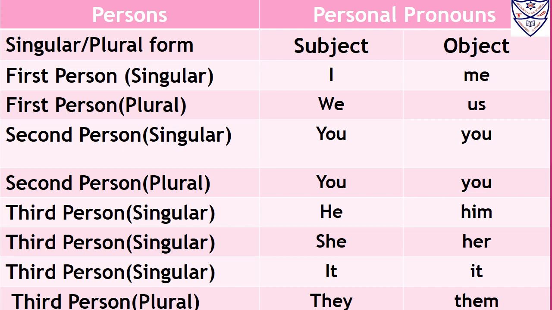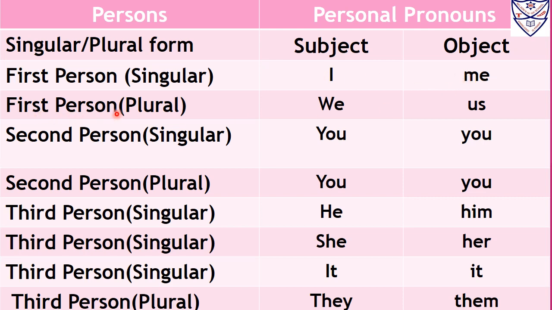Let's look at this table. Now, here we can see singular, plural form, subject and object. Now, already we have learnt about subject. Now, first person singular. At that time, I. And the object will be me. What is the meaning of first person? Now, here, first person means who is speaking. That is called first person. And in singular, if there is I, the object will be me.